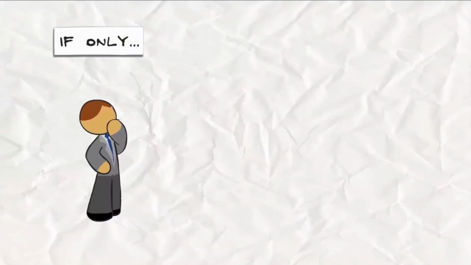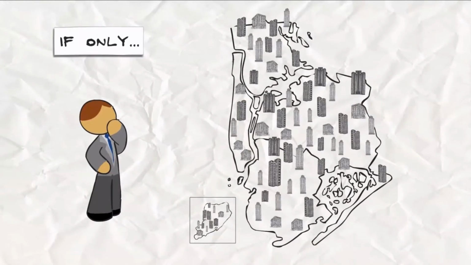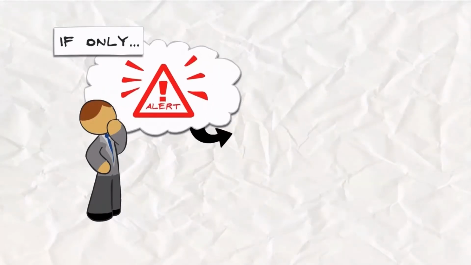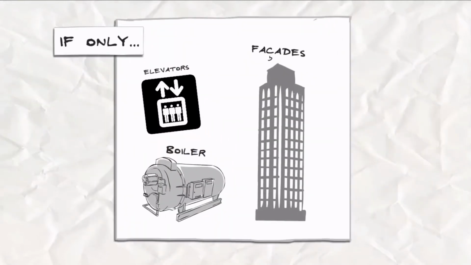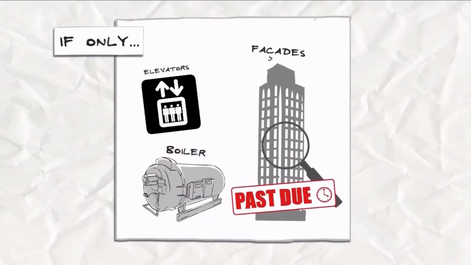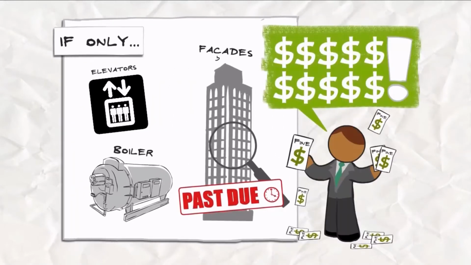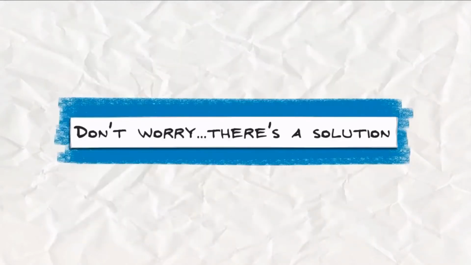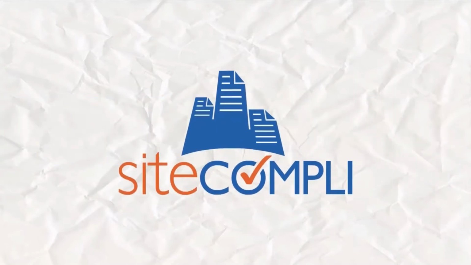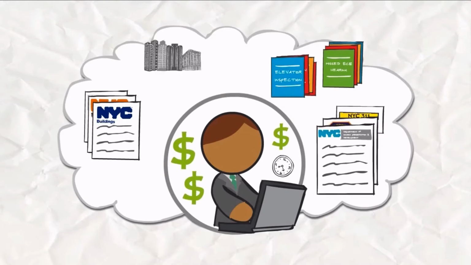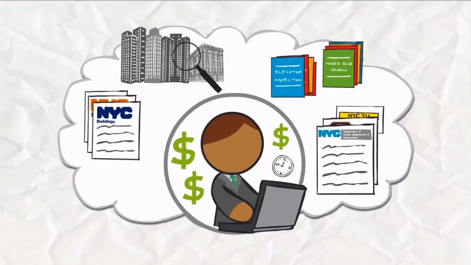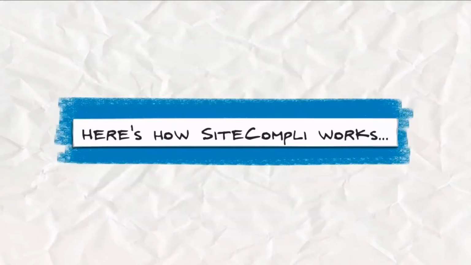If only you could get up-to-the-minute compliance information on your portfolio available on demand. If only you could be alerted when major problems such as stop work orders occur as soon as they happen. If only you could be reminded of inspections before they're due so you don't get hit with expensive fines. Don't worry, there's a solution, and it's called SiteComply. SiteComply is built to save you the money, time, and resources involved in tracking a building's compliance, whether you own, manage, or service it. Okay, here's how SiteComply works.